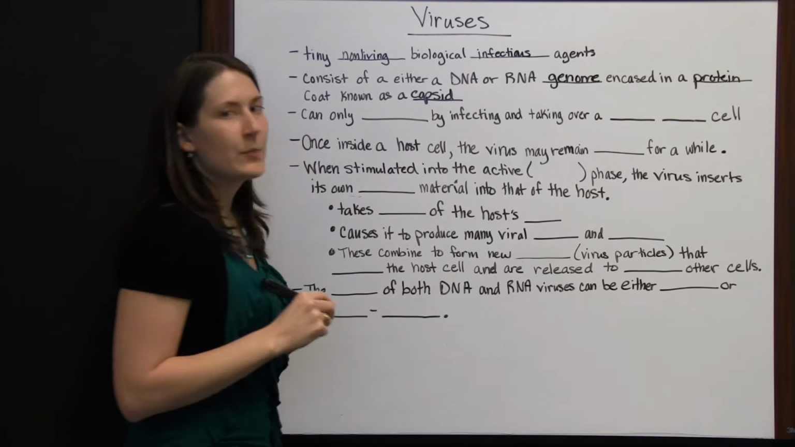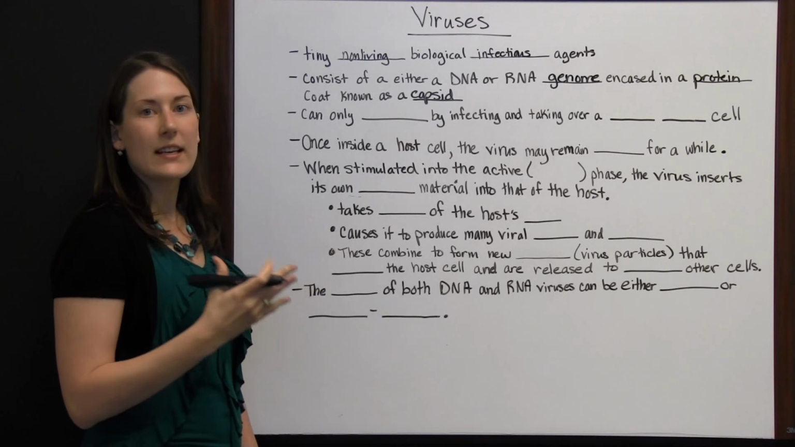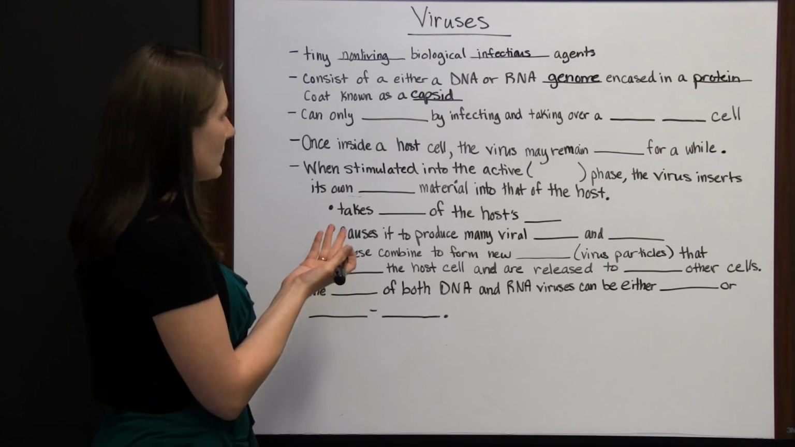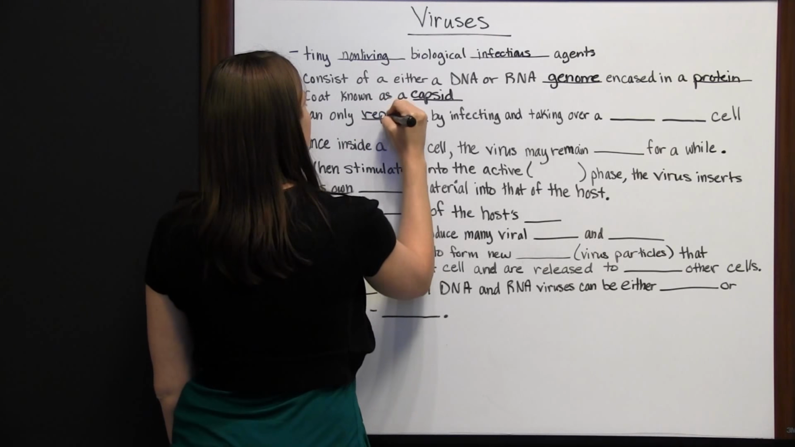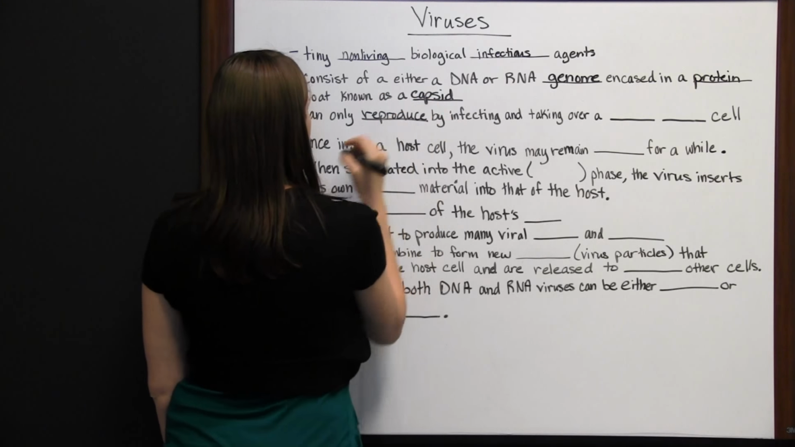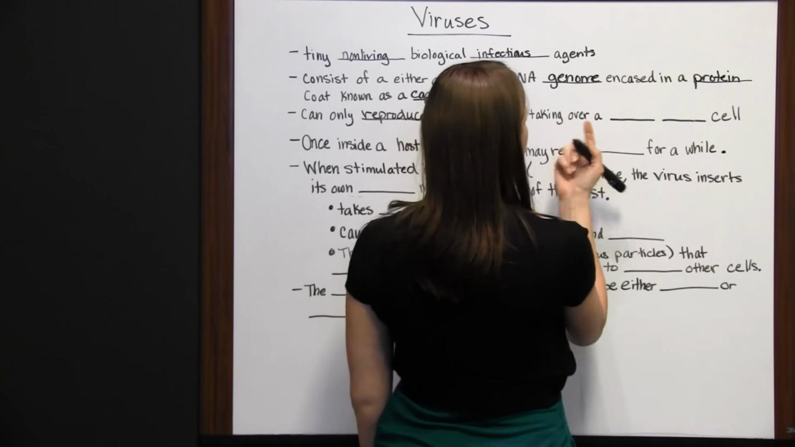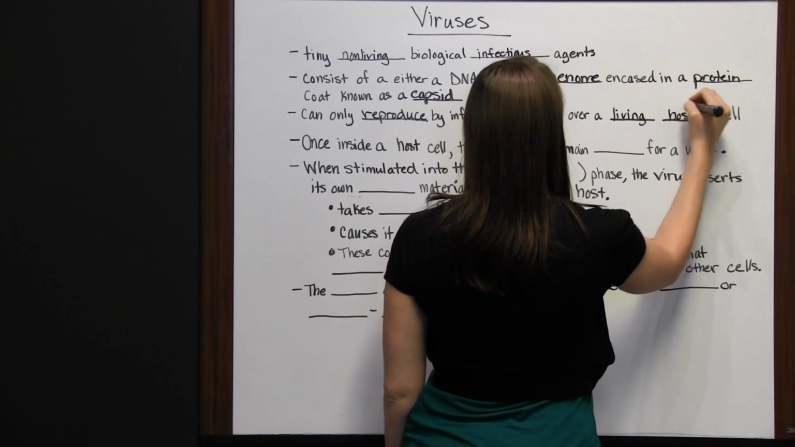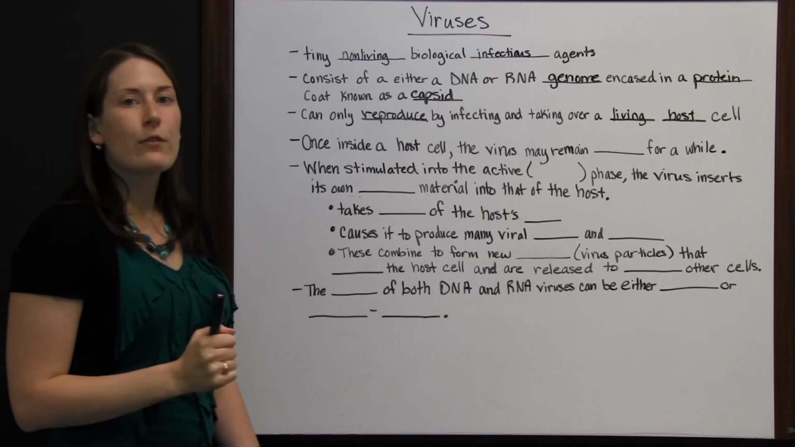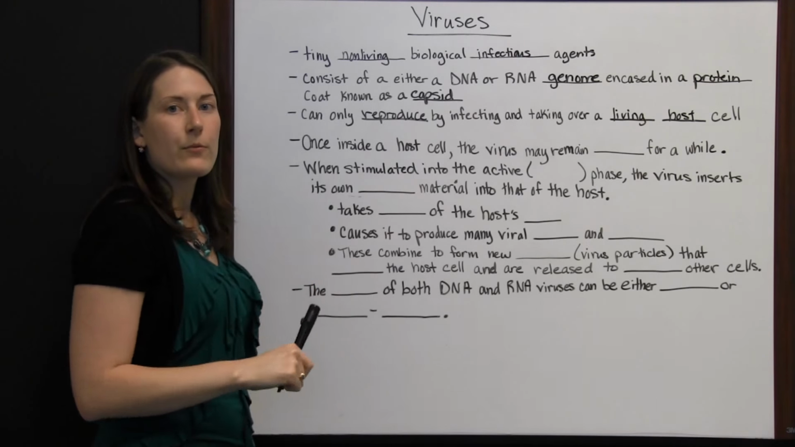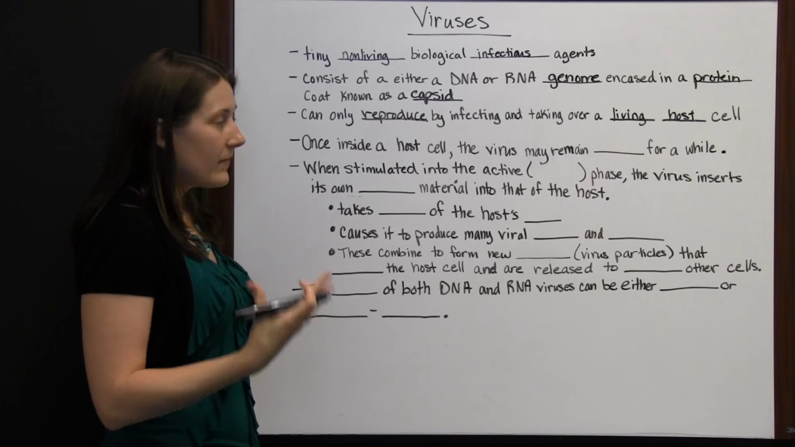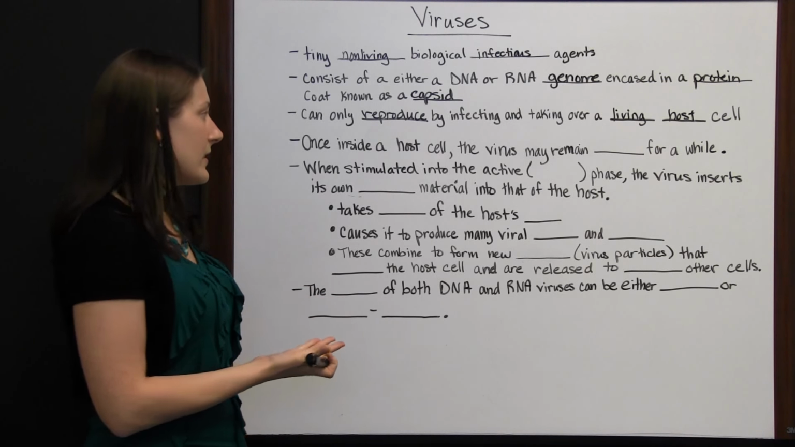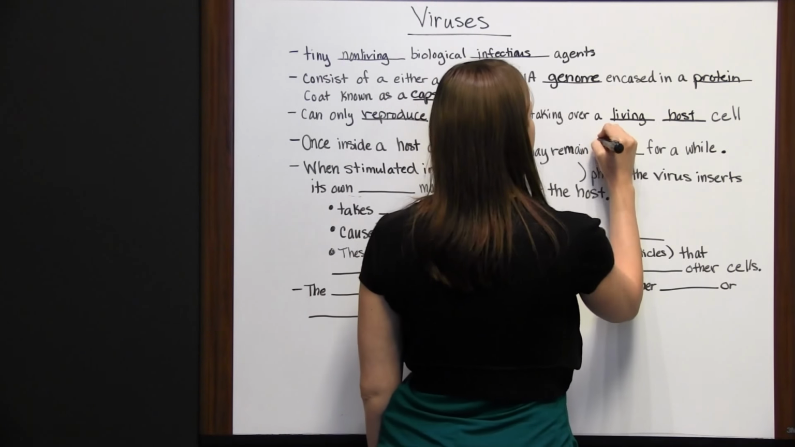So this capsid is protecting the viral genome until it can get where it needs to go to infect a host cell. And viruses can only reproduce by infecting and taking over a living host cell. So while they are non-living, they must take over a living host cell to be able to reproduce their viral DNA or RNA. Now, once they're inside a host cell, the virus may remain dormant for a while.